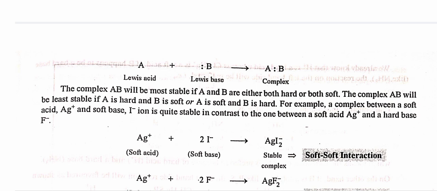The complex AB will be the most stable if A and B are either both hard or both soft. The complex AB will be least stable if A is hard and B is soft, or A is soft and B is hard. For example, a complex between a soft acid Ag plus and a soft base I negative ion is quite stable, in contrast to the one between a soft acid Ag plus and a hard base F negative.